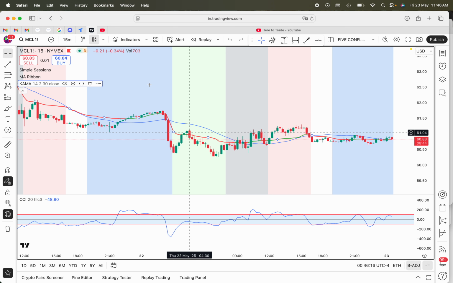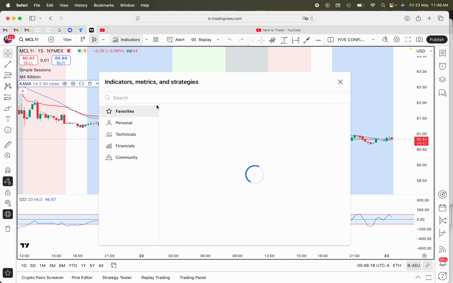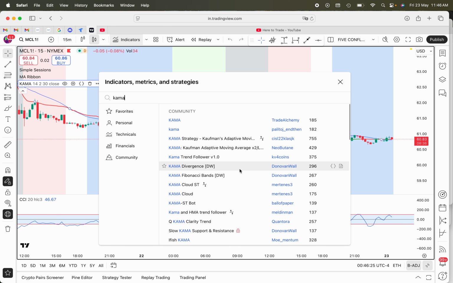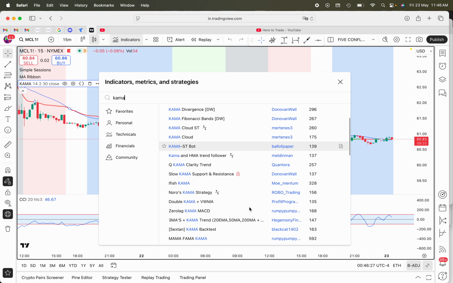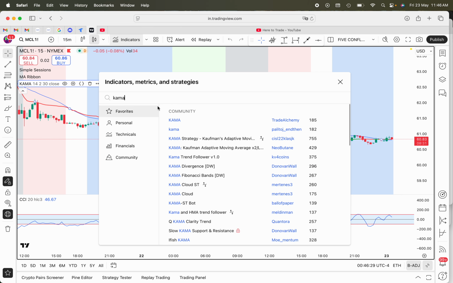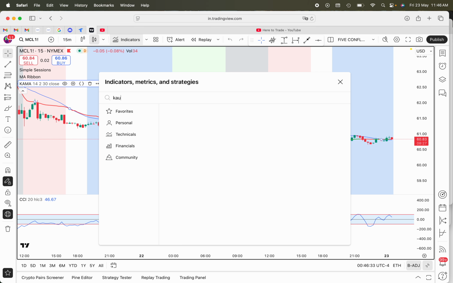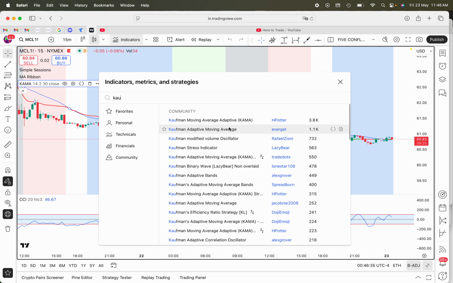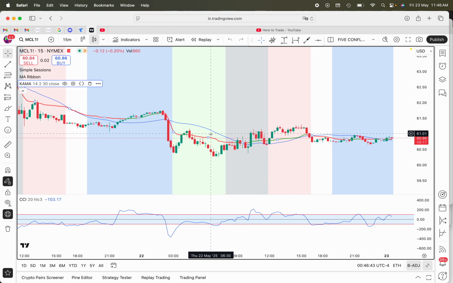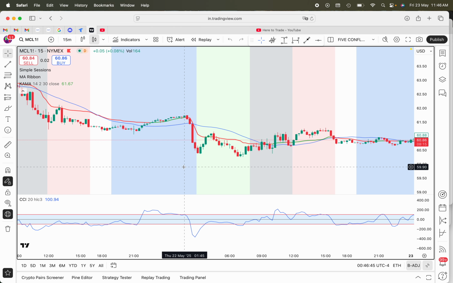And to find this, just go into here and just type KAMA and you'll see it come up here, Everget. Where is it? Okay, it's not that. It's KAU, Kaufman, and it's this one here, moving average. Okay, I'll make it a favourite. There's a lot of them, but I've just chosen this one. And it's a really simple setup.